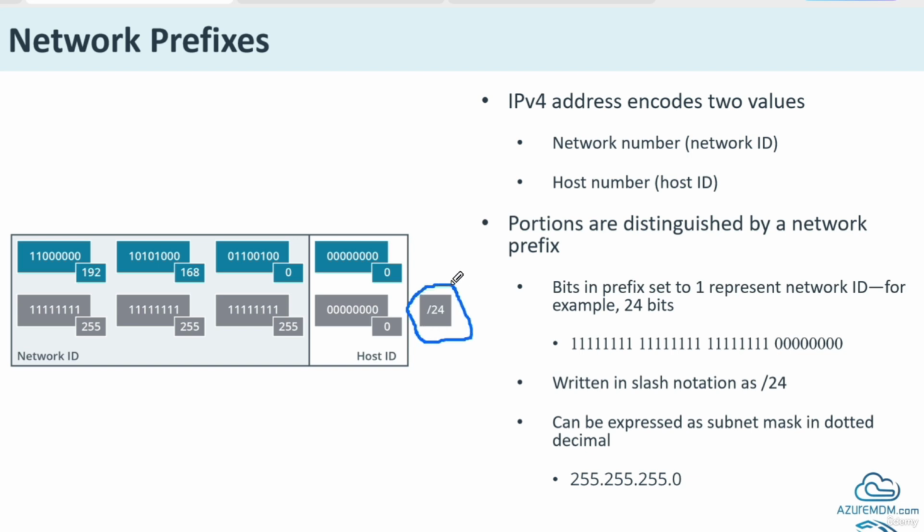A bit set to 1 is equal to the network ID, the first 24 bits, and a bit set to 0 is equal to the host ID, the last 8 bits. This is the network ID, this is the host ID. For example, binary mask, slash notation, and subnet mask. You can see here, when a bit is set to 1, that is the network ID, as I said, and a bit set to 0 is the host ID.